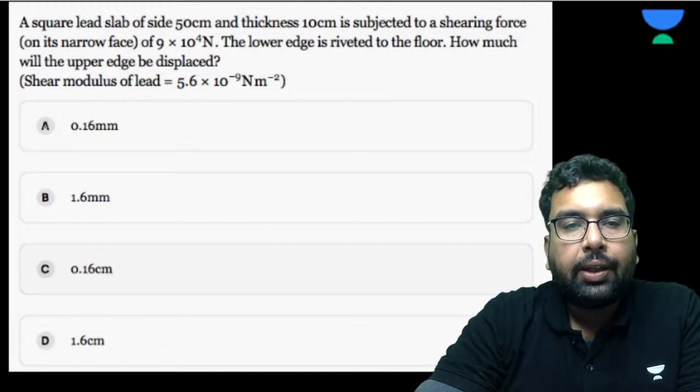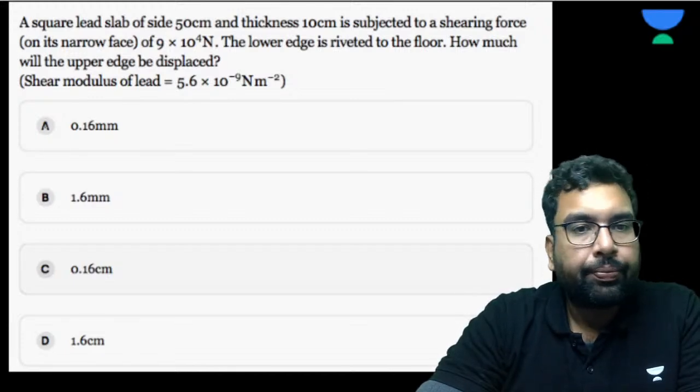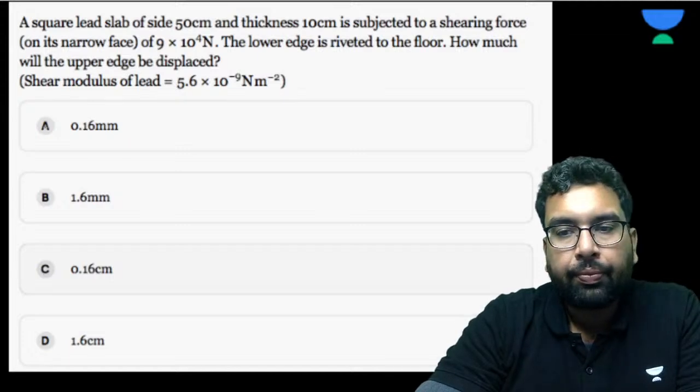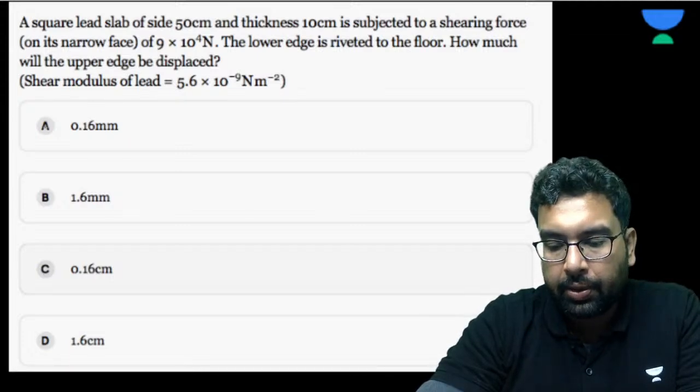Okay. So it says a square lead slab. I'll just check once.